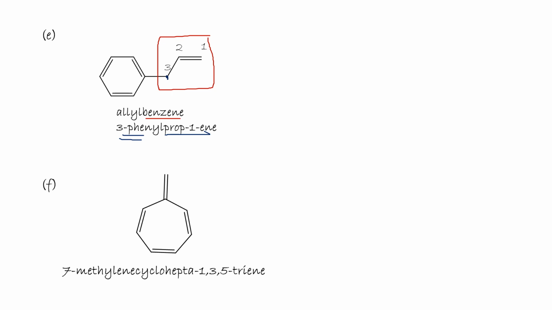This compound is a 7-membered ring with 3 double bonds, so it's hepta, 1, 2, 3, 4, 5, 6, 7. So it is 1,3,5-triene, and on carbon 7 you have a methylene, CH2 double bond, so it is 7-methylenecyclohepta-1,3,5-triene.